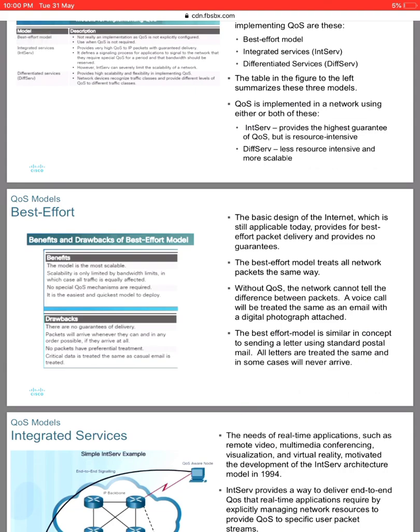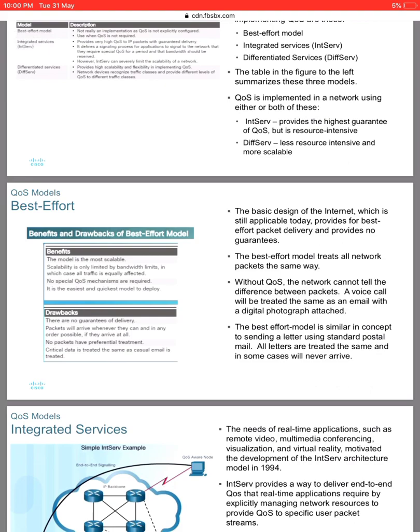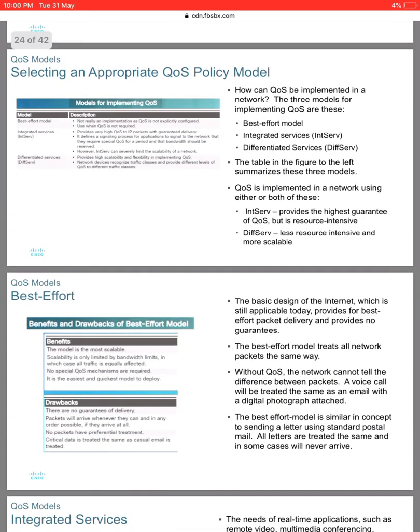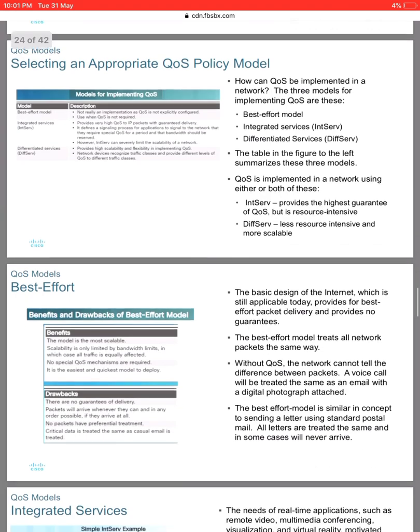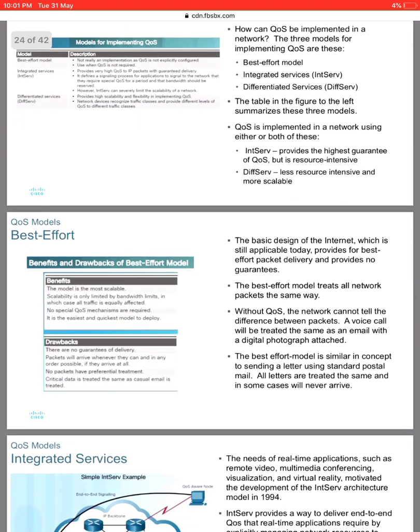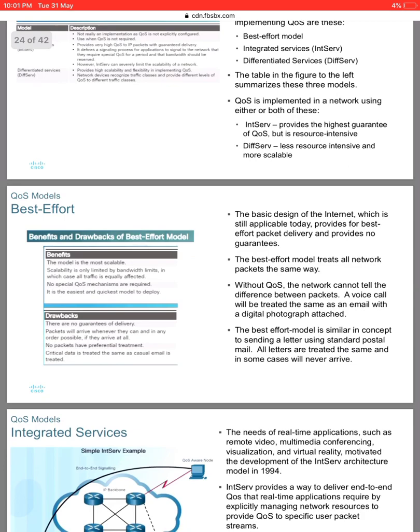However, IntServ can severely limit the scalability of a network. DiffServ provides high scalability and flexibility in implementing QoS. Network devices recognize traffic classes and provide different levels of QoS to different traffic classes. So how can QoS be implemented in a network? The three models to implement QoS are the best effort model, the integrated services model, and the differentiated services model. The table in the figure to the left summarizes these three models.